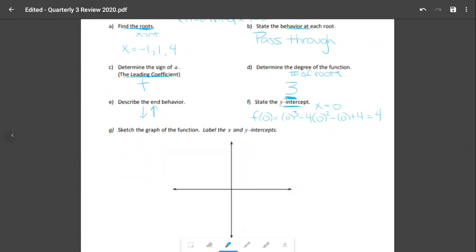Sketch the graph of the function now. Label the x and y intercepts. So here we have an x-intercept of -1, an x-intercept of +1, an x-intercept of +4, and we had a y-intercept of +4. We said our end behavior was down up. And then because we are passing through each one, we're just going to snake along here and hit all the points. And there's your graph.